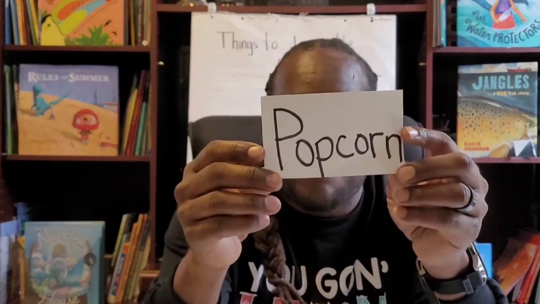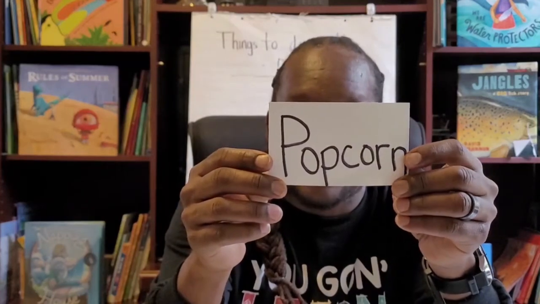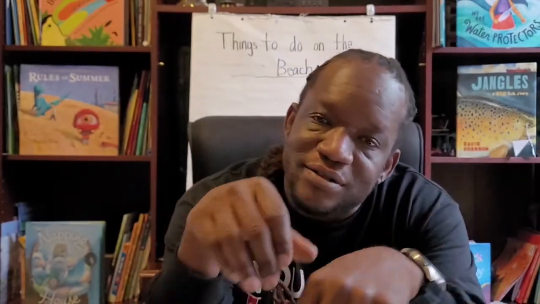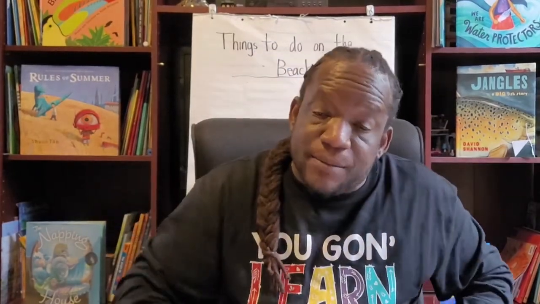And whose name is that? Popcorn. Let's clap the syllables in popcorn. How many syllables did popcorn have? 2. And Weeble. How many? 2, right. Let's clap the syllables. Weeble. 2 syllables in Weeble.